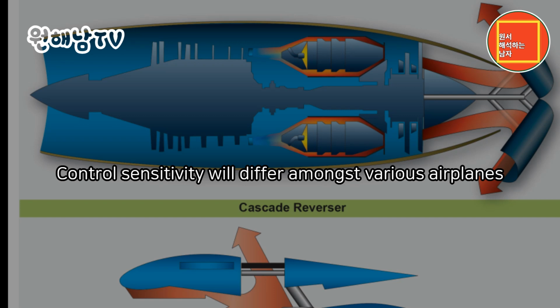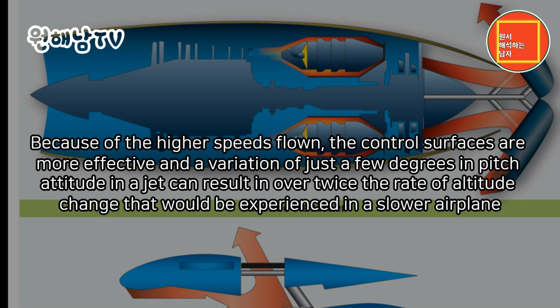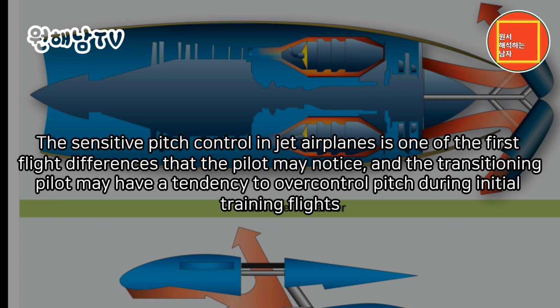Control sensitivity will differ amongst various airplanes. Because of the higher speeds flown, the control surfaces are more effective, and a variation of just a few degrees in pitch attitude in a jet can result in over twice the rate of altitude change that would be experienced in a slower airplane. The sensitive pitch control in jet airplanes is one of the first flight differences that the pilot may notice. And the transitioning pilot may have a tendency to overcontrol pitch during initial training flights.